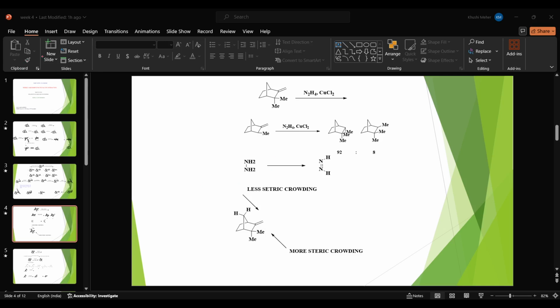And one more general question. Suppose this center is R, and this center we call an S center. Yes or no?